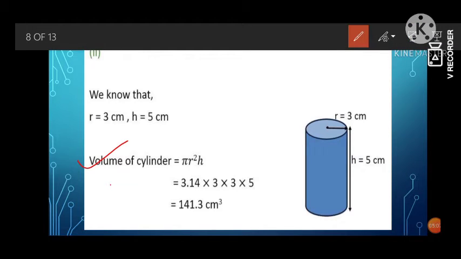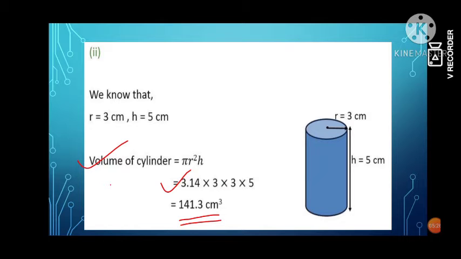So volume of the cylinder is pi r square h. This is the formula. Pi is again 3.14, so we will use 3.14. R is 3, so 3 into 3, and h is 5. On multiplying we will get 141.3 centimeter cube. This is the volume for the cylinder.